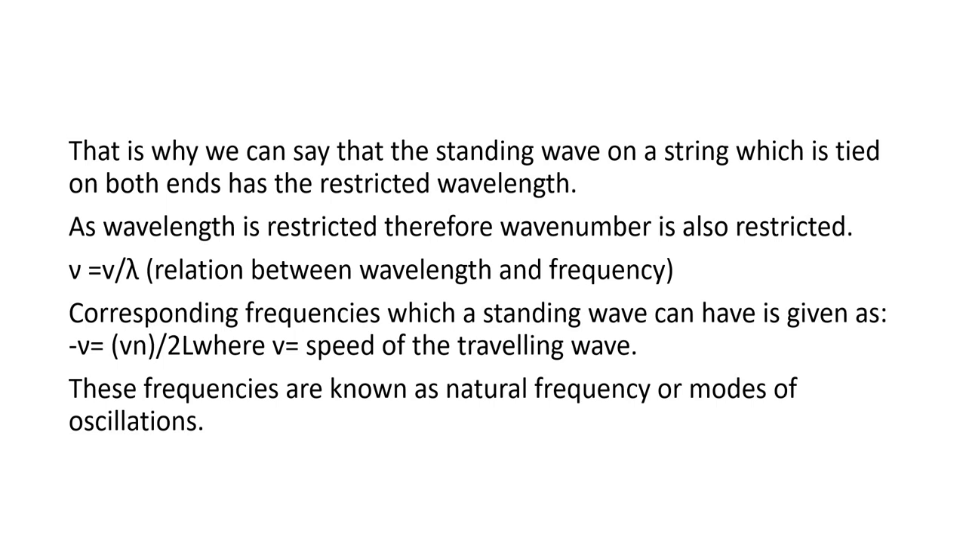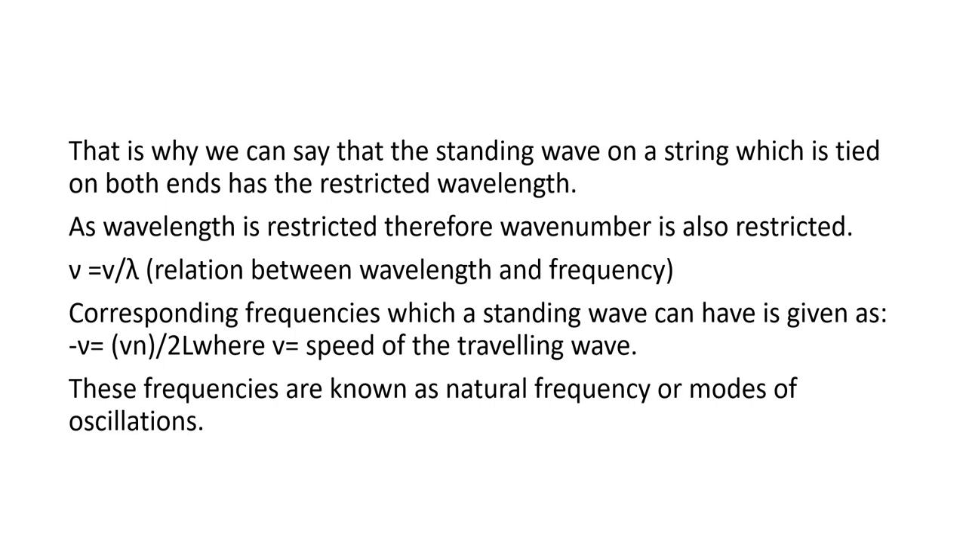That's why we can say that the standing wave on a string which is tied at both ends has restricted wavelength. And as wavelength is restricted, we can say wave number also will be restricted, or we can say frequencies also will be restricted. It cannot vibrate with any frequency. So we know that frequency is equal to v by lambda. So correspondingly you can substitute for lambda. So what you will get, frequency is given by n v by 2L. v stands for the speed of the wave in the string.